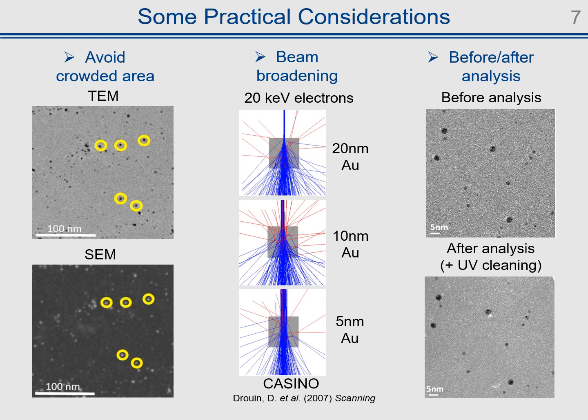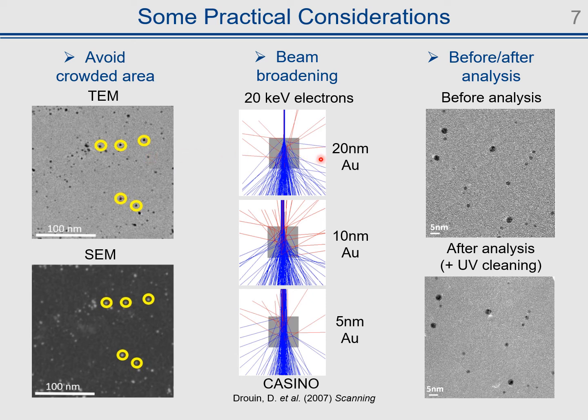This slide shows some practical considerations for using this correlative EM method to do nanoparticle composition analysis. As we briefly mentioned earlier, the targeted particles need to be relatively isolated. Some good examples are highlighted in yellow circles here, and those particles are at least 10–50 nanometers apart from the nearest neighbors.